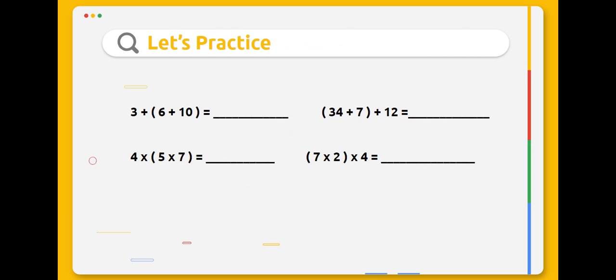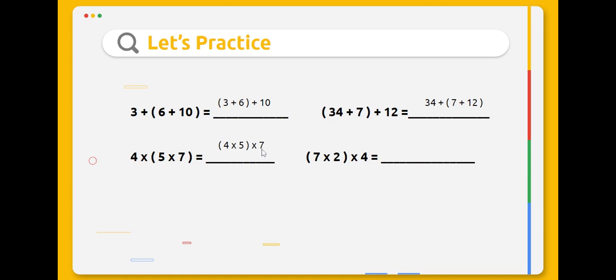Okay, let's practice. We're not going to solve these right now. All we're doing is showing that you understand you can change the grouping. So 3 plus 6 plus 10 in parentheses turned out to be 3 plus 6 in parentheses plus 10. So 34 plus 7 in parentheses plus 12 could have changed into 34 plus 7 plus 12 in parentheses. Great job.